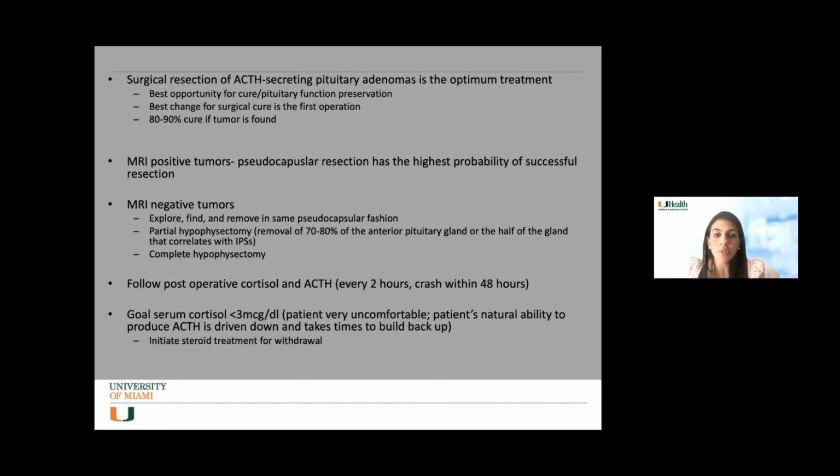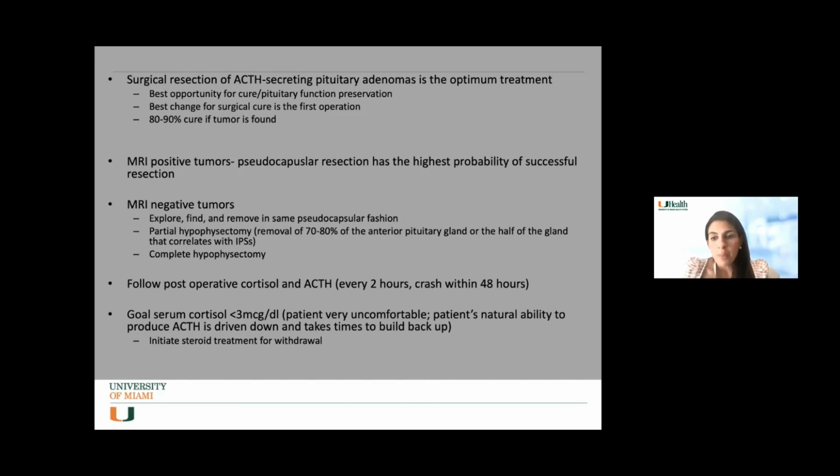What you really want to do is explore all of the gland and see if you find abnormal tissue, or if you find something like a pseudocapsule or a microadenoma. Even though it's MRI negative, you can find some tissue that looks like tumor, and you take that out. But it is important, whatever way you do it, to be very methodical about it so that you're not missing any portions of the gland that you're exploring.